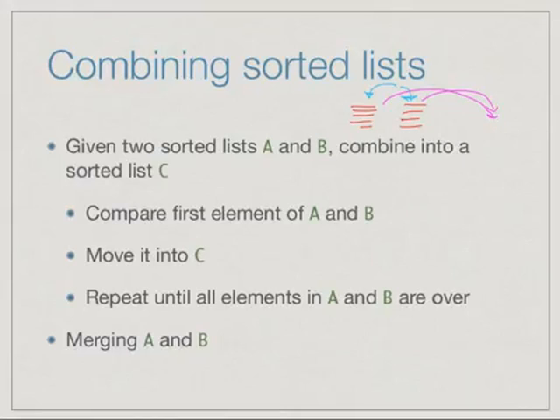So at each time you look at the current head or top of each of the lists and move the bigger one to the output. Right? And if you keep repeating this until all the elements are over, you will have merged them, preserving the sorted order overall.